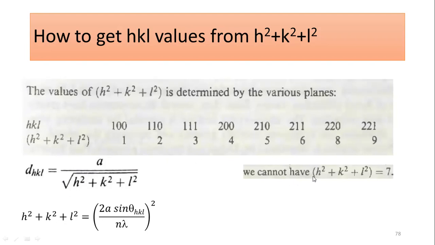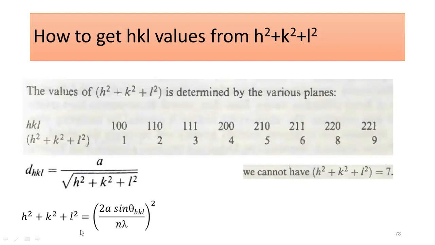So remember, there is no value of 7, because you will not get 7 when you put the values over here. So it is not possible to get the value of 7. You cannot have a plane where the sum of all these squares is equal to 7. So no hkl plane exists which has the value of 7.